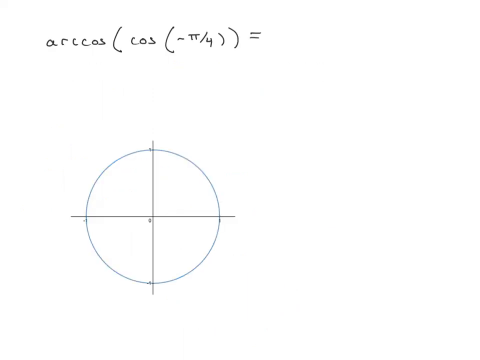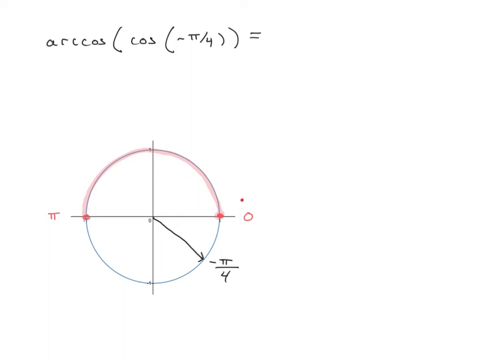All right, what is arc cosine of negative pi over 4? To start with, since we're using the inverse function for cosine, the angles must fall between 0 and pi. So that's from here to here. And the angle of negative pi over 4 is here. So I already know that the answer is not going to be negative pi over 4. That would be incorrect. But what will the answer be?